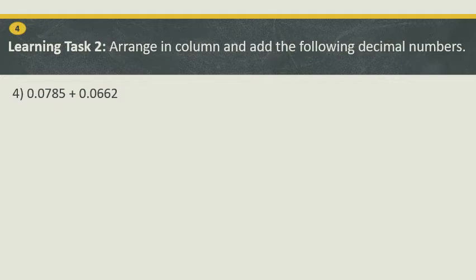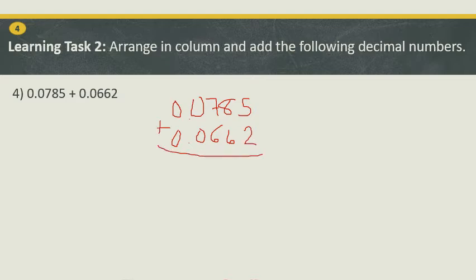Okay, number 4. So, napakadali nito. Addition lang tayo. So, i-add lang natin yan. So, 0.0785. Then, 0.0662. So, add lang natin to. So, 5 plus 2 is 7. 8 plus 6 is 14. 7 plus 1 is 8 plus 6 is 14. Then 1 plus 0 plus 0 is 1. Then yung decimal point natin and yung 0. So ang ating answer is 1,447 10,000ths.